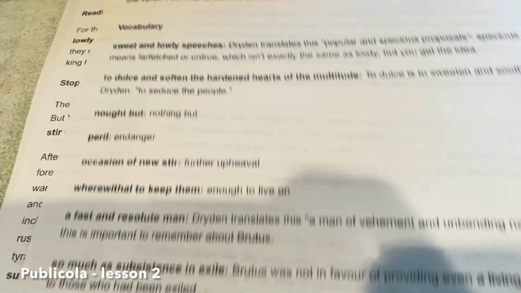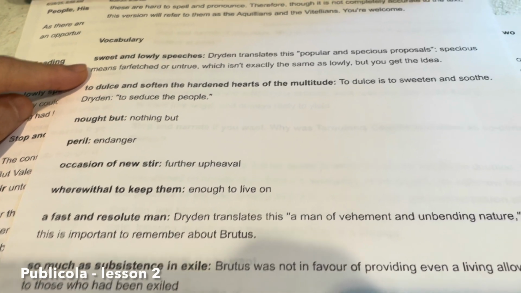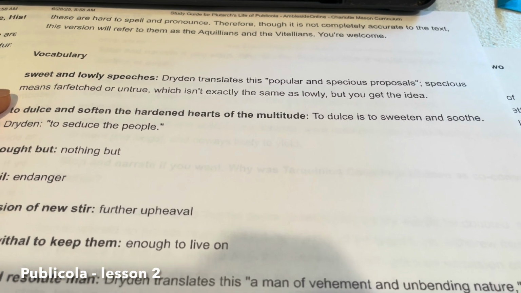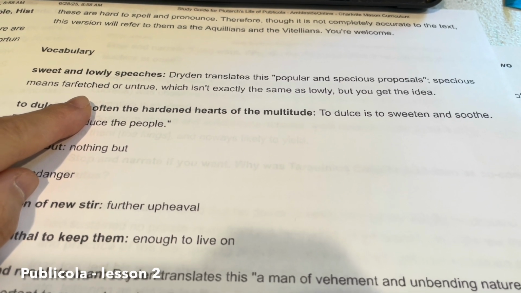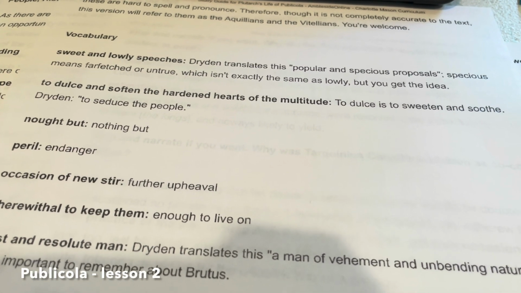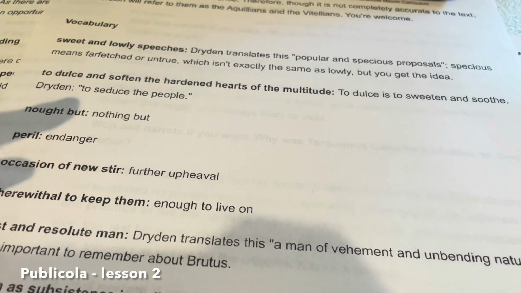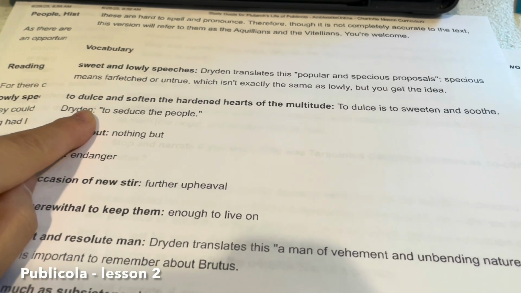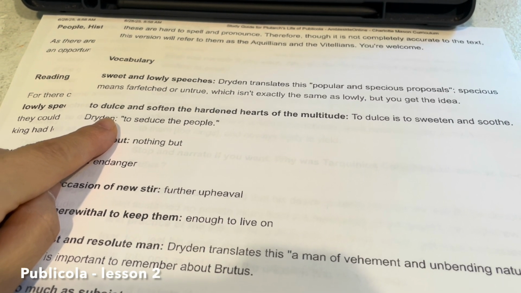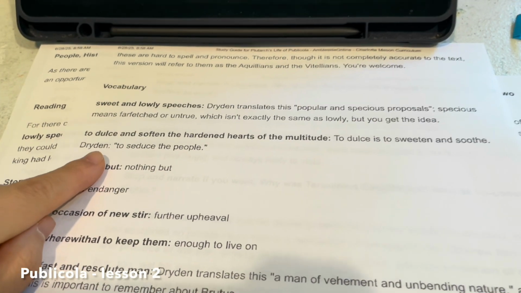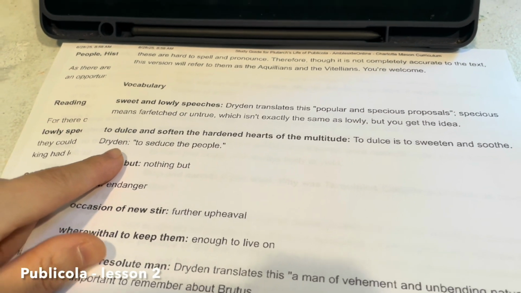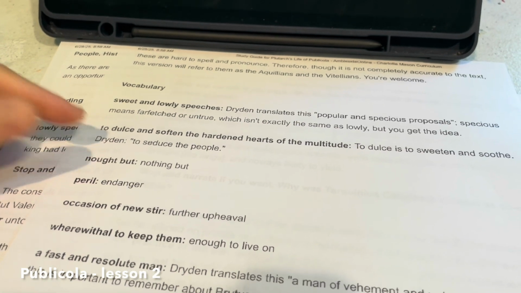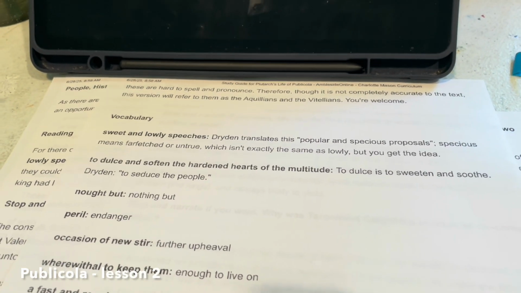Okay, so let's look at today's vocab. Sweet and lowly speeches, Dryden translates as popular and specious speeches. So specious is like far-fetched, untrue. So like sweet but untrue speeches, we'll see. To dulce and soften the hardened hearts of the multitude. Dulce, does it look similar? Dulce. That is candy in Spanish, right? So los dulces, I think that comes from Latin too. So it's like soften, sweeten, seduce the people. Sugary. Like using sweet speeches to seduce the people.